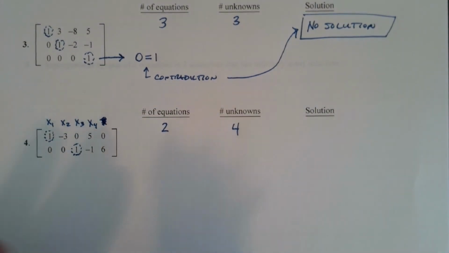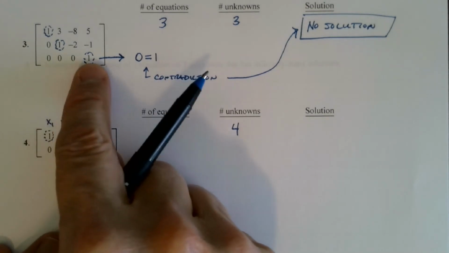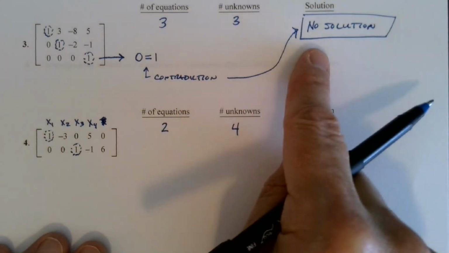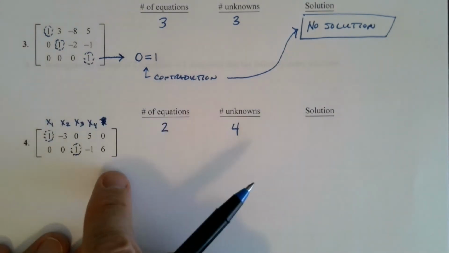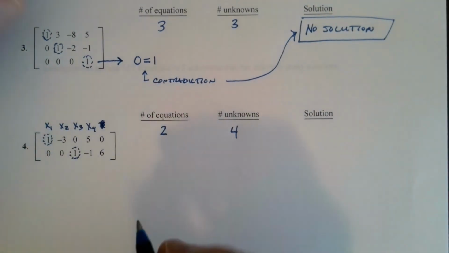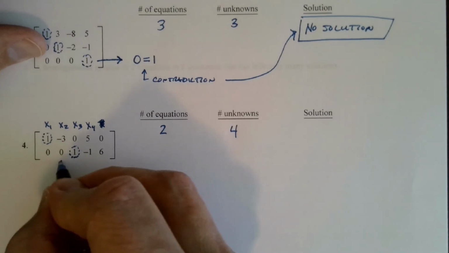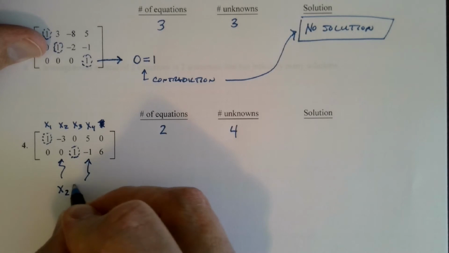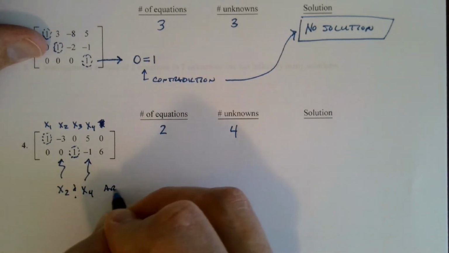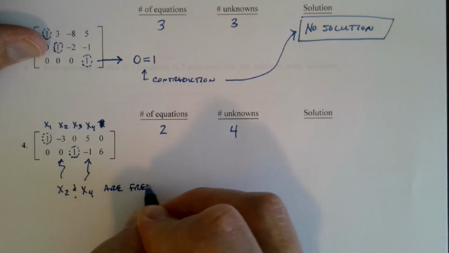And I know it's consistent. There's no contradiction, right? So it's no situation where I have no solution, because I don't have 0, 0, 0, and then a 1 in the last column anywhere. So I do have infinitely many solutions, and my free variables, x of 2 and x of 4, become parameters.